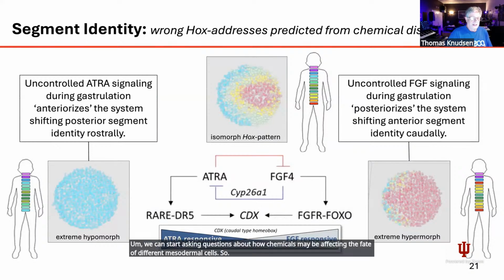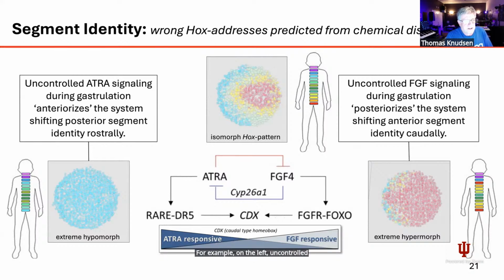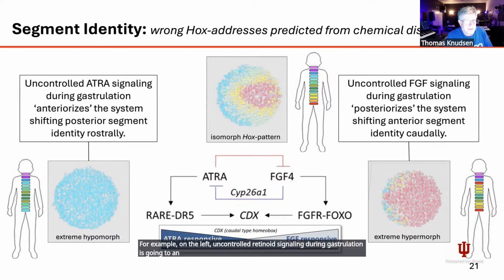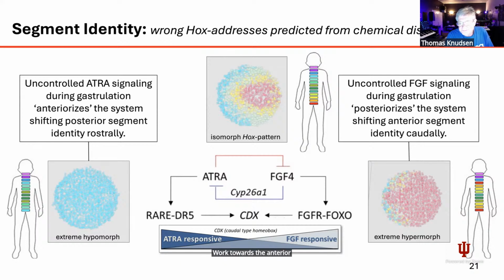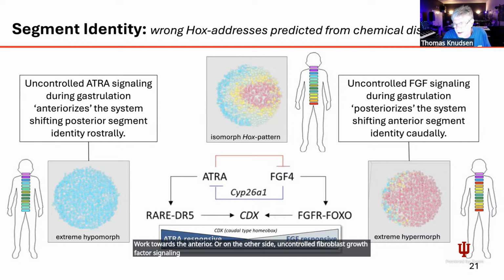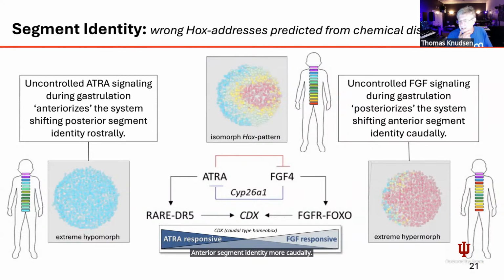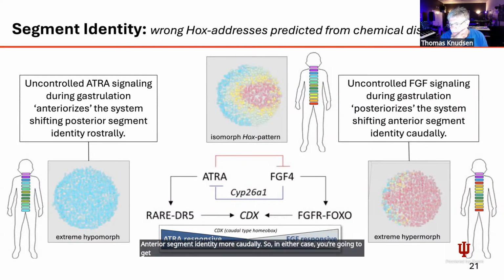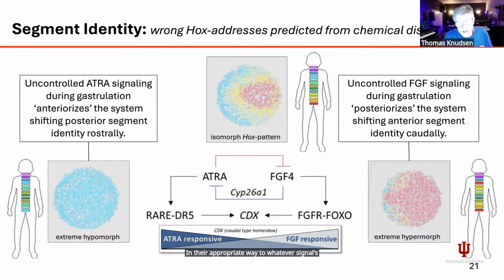So, for example, on the left, uncontrolled retinoid signaling during gastrulation is going to anteriorize the system. It's going to shift your posterior segment identities more towards the anterior. Or on the other side, uncontrolled fibroblast growth factor signaling is going to posteriorize the system and shift anterior segment identity more caudally. So in either case, you're going to get maybe some aspects that anatomically are normal, but they're carrying the wrong address. So functionally, those cells are going to be confused and may not respond in their appropriate way to whatever signals in their embryonic positions are given to them.